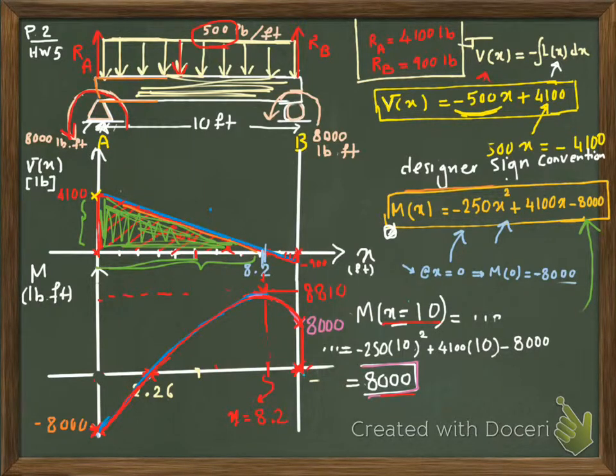Done. And then you extract all the information which is possibly needed for more advanced types of problems, right? So what is the maximum moment? It's 8,810 at one point in the beam, 8.2. Where does the bending moment on your beam become 0? We found it.